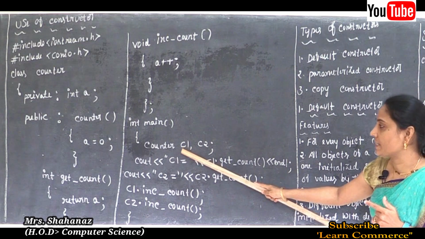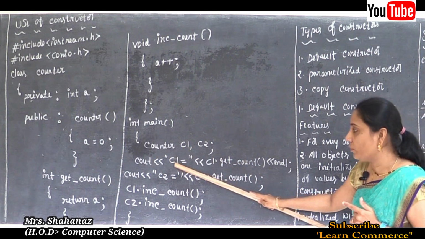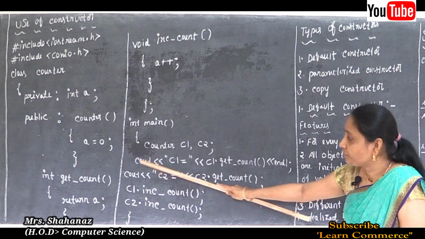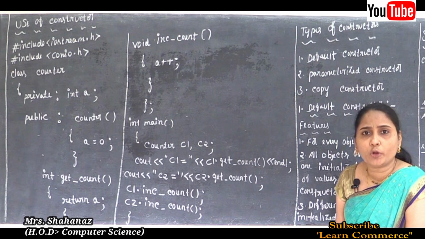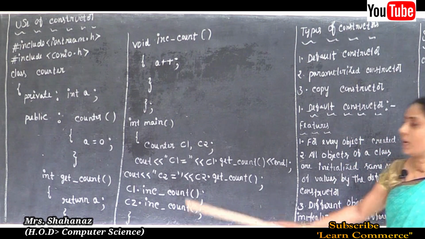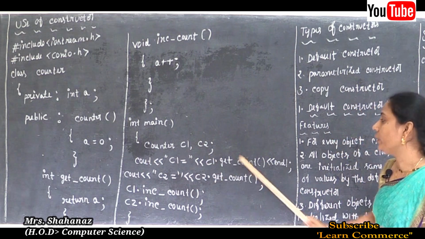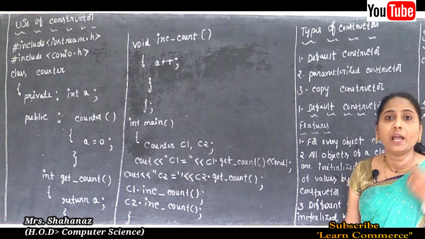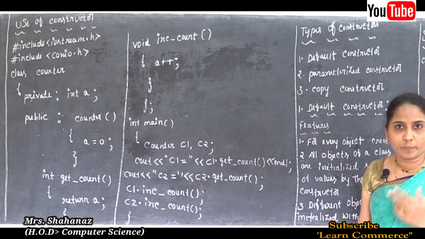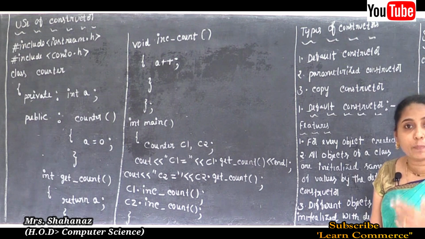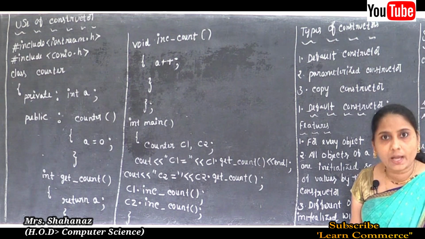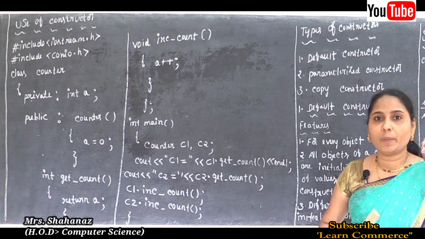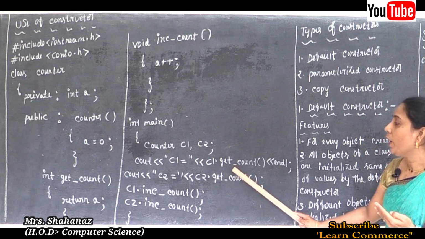The objects are C1 and C2 here, and whatever value I want to display for C1, I am going to use the output operation, cout, console output here, and C1.get_count. Why? Because we know that the member function is going to access the object, correct? How are we going to access the members of the class here? The members of the class are the data members and member functions. So only by using the object we are going to access the member function.